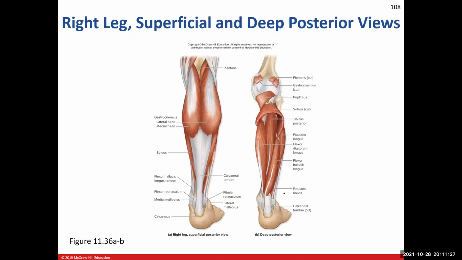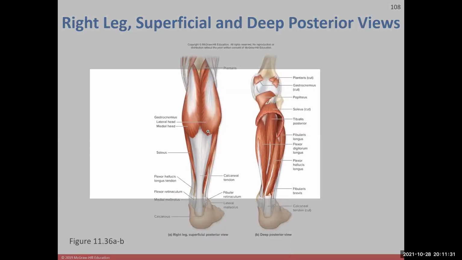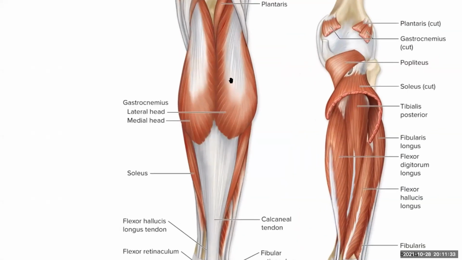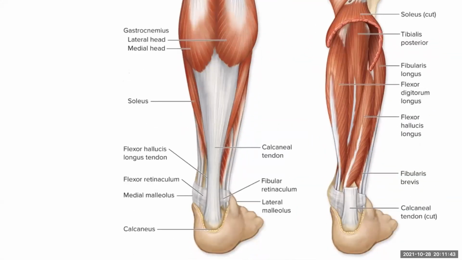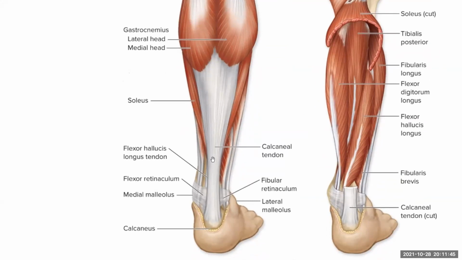So when you look at the picture here, you can see a beautiful image of our superficial layer, the gastrocnemius muscle. It's got its two muscle bellies there. Just lateral to that is the soleus. And then the gastrocnemius and the soleus are going to attach onto the calcaneal tendon, which distally attaches both of those muscles onto the calcaneus, onto your heel.